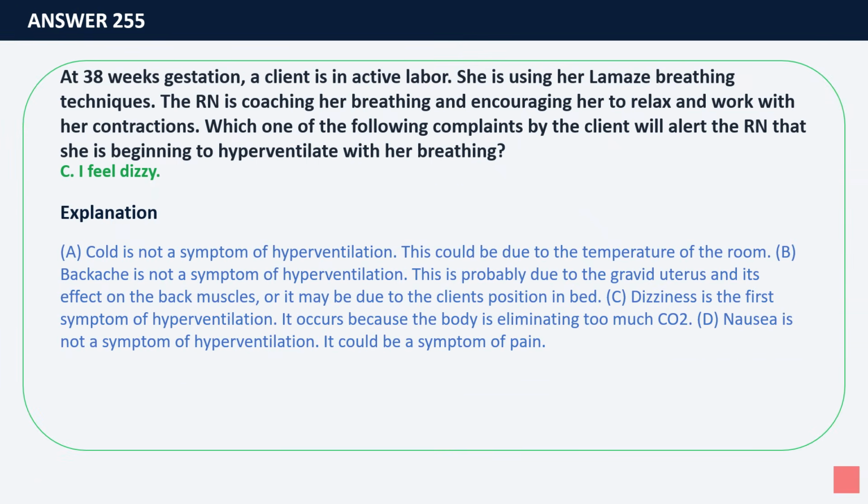Answer: C. I feel dizzy. Explanation: A. Cold is not a symptom of hyperventilation. This could be due to the temperature of the room. B. Backache is not a symptom of hyperventilation. This is probably due to the gravid uterus and its effect on the back muscles, or it may be due to the client's position in bed. C. Dizziness is the first symptom of hyperventilation. It occurs because the body is eliminating too much CO2. D. Nausea is not a symptom of hyperventilation. It could be a symptom of pain.